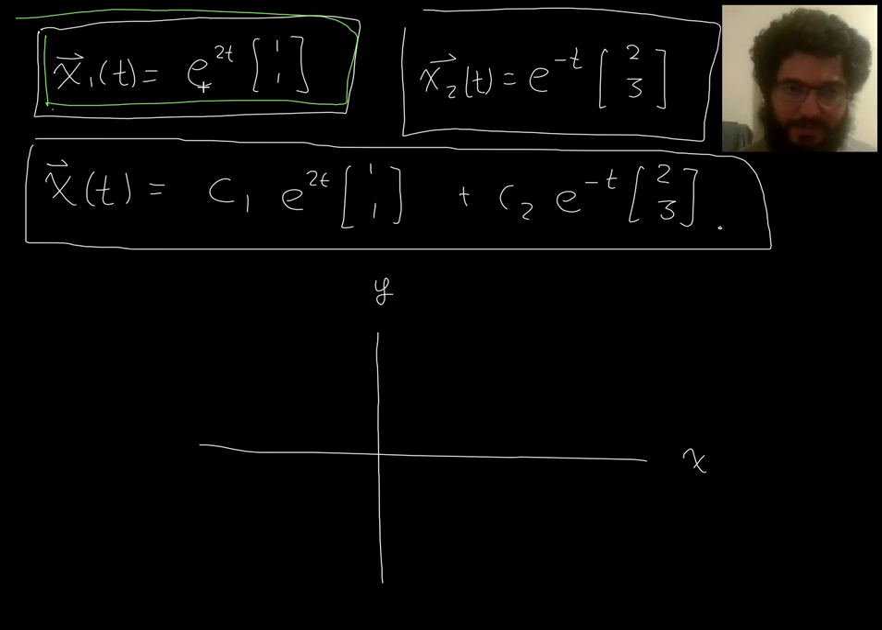At time 0, it starts at e to the 0, so that's 1. It starts at 1, 1. So let's say here's 1, 1. At time 0, it's at 1, 1. I think that's closer to 1, 1 maybe. 1 over, 1 up. So it starts there. And then as you increase time, what happens?